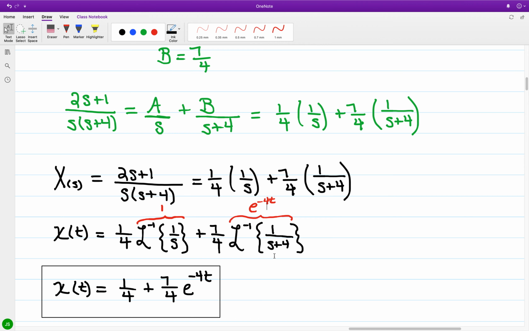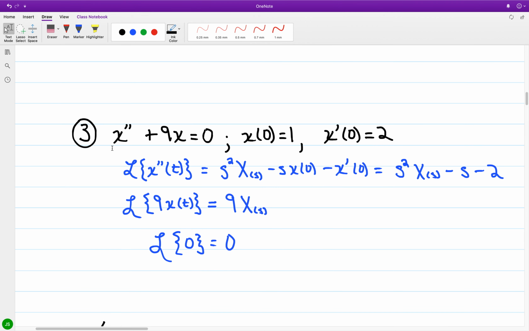All right, for the third item, we have a second order differential equation. Taking the Laplace transform of the second order derivative of x of t, and with the initial conditions as they are laid out, we now have s squared times the Laplace transform X of s, minus s times x naught, where x naught is equal to 1, so we have minus s, and minus x prime naught, which is 2, so we have minus 2. For the Laplace transform of 9 times x of t, this would be 9 times the Laplace transform X of s. And for the Laplace transform of 0, that is negligible.